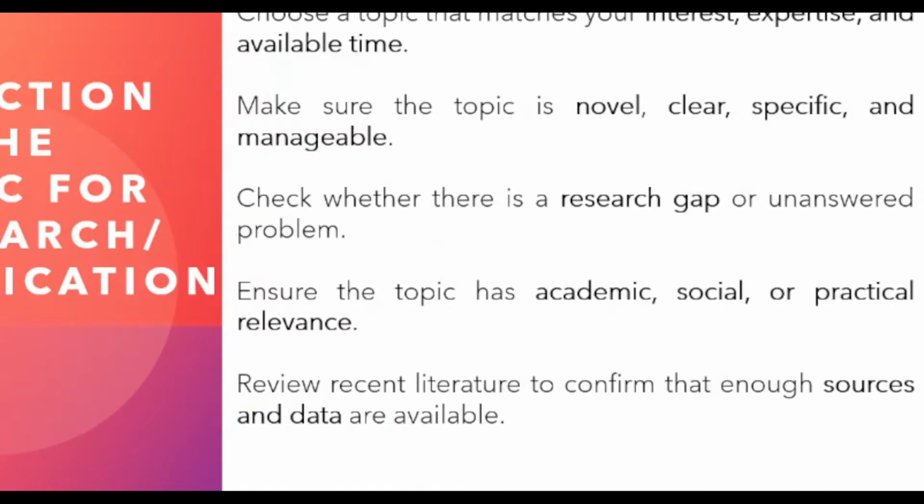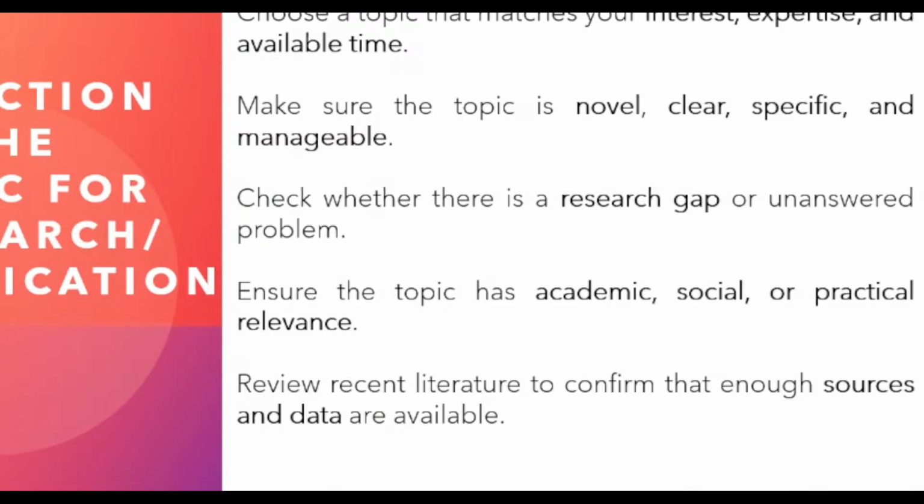Next point is ensure the topic has academic, social, and practical relevance. It's not just you're doing it for the sake of doing, no. It should have academic, practical, and social relevance. So if that is there, definitely the idea is not just that you can do your research, but can it be publishable apart from your dissertation? The last point is, review recent literature to confirm that enough sources and data are available. Because if you have enough research, definitely you can identify the research gaps, and based on that research gap, you can formulate your research problem.